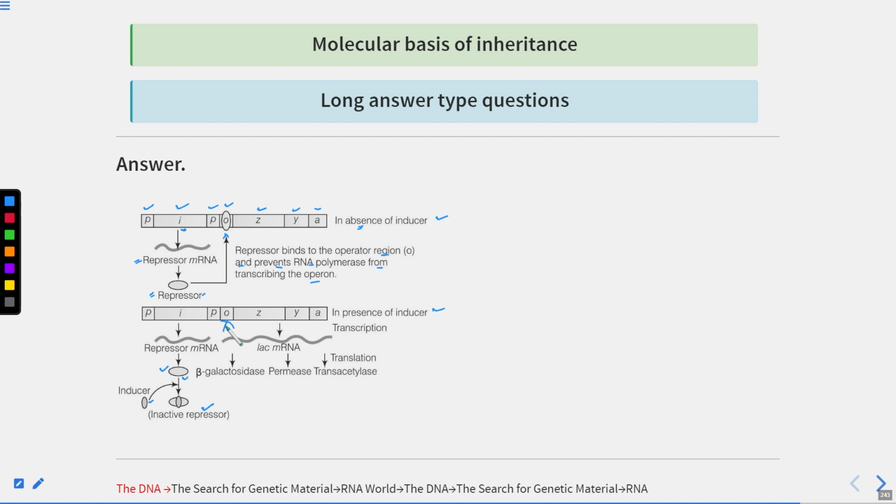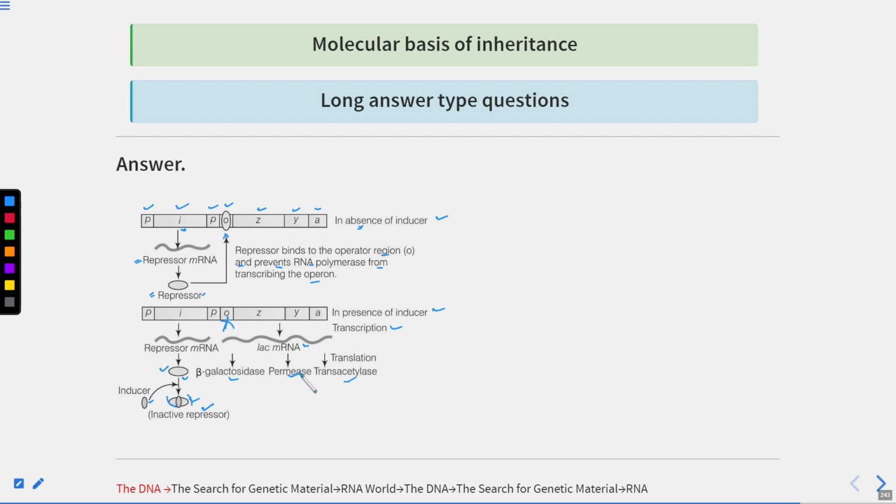Now this repressor cannot bind to the operator. It cannot bind to the operator because it is inactive now. And why is it inactive? Because the inducer has bound to the repressor molecule. And now what happens in the presence of the inducer? Now the transcription can take place. Here lac mRNA is produced and then polypeptides or proteins are produced.